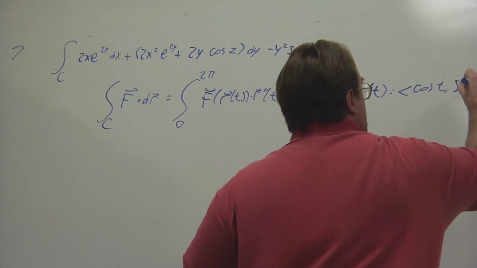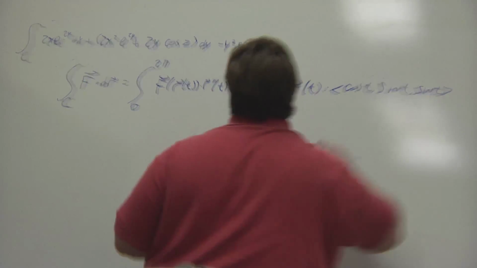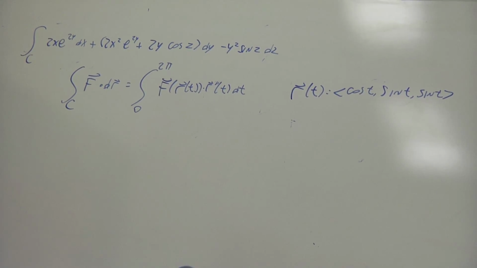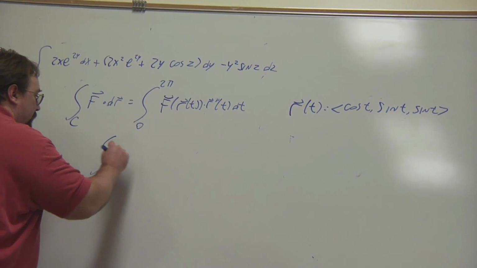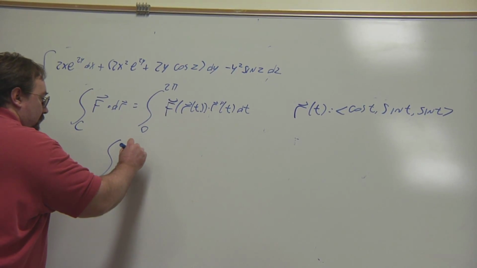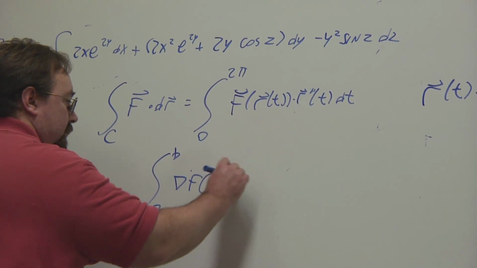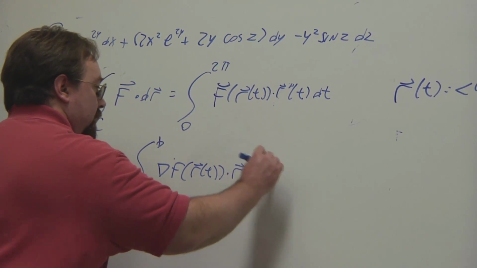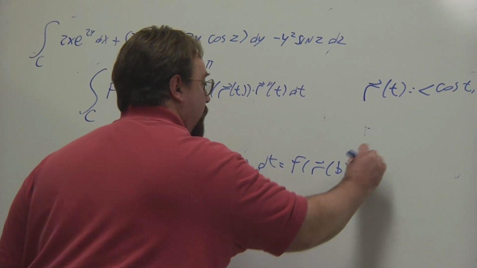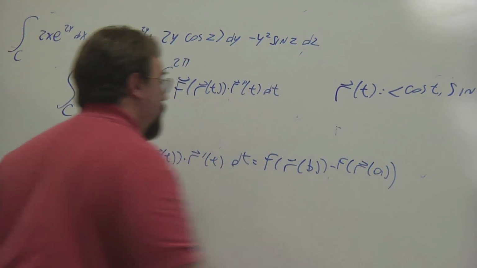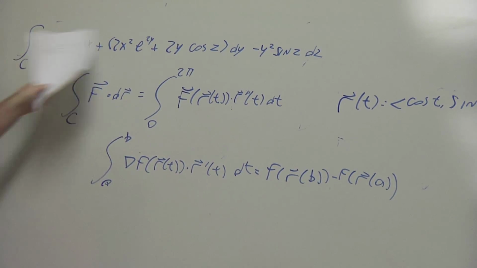Cosine t, sine t, sine t. So you could grind it out and do that, or keep in mind the fundamental theorem of line integrals that I mentioned before, which is f of r of b minus f of r of a. So if a function f exists, you have to check that, is this a conservative vector field?